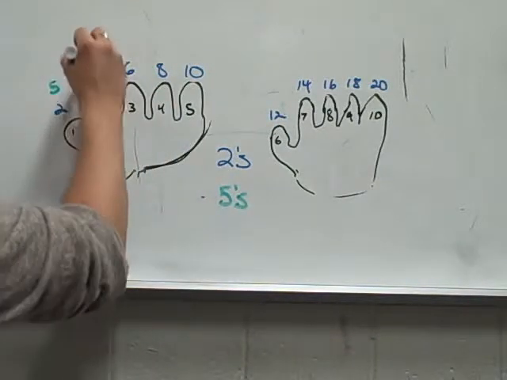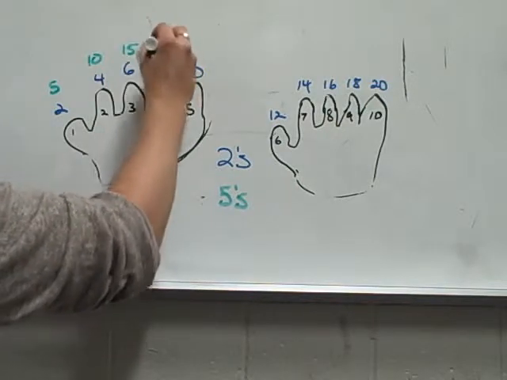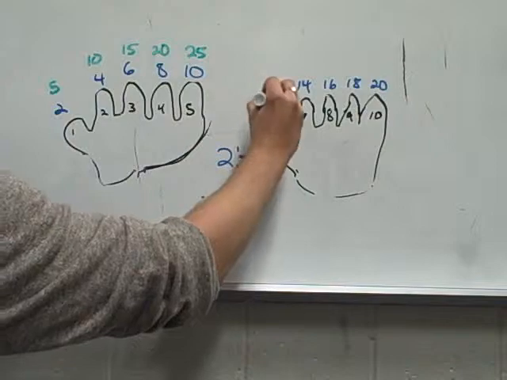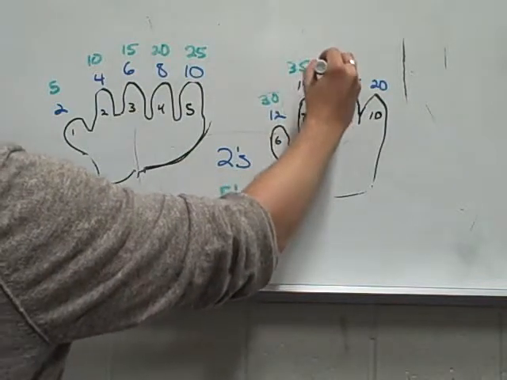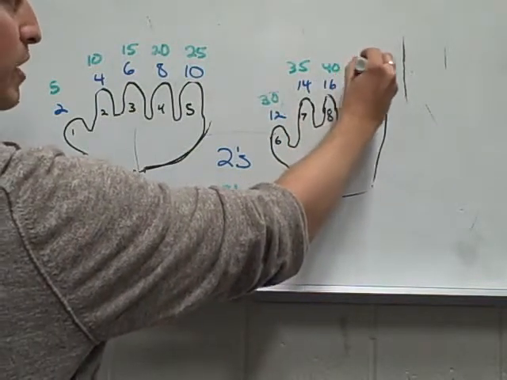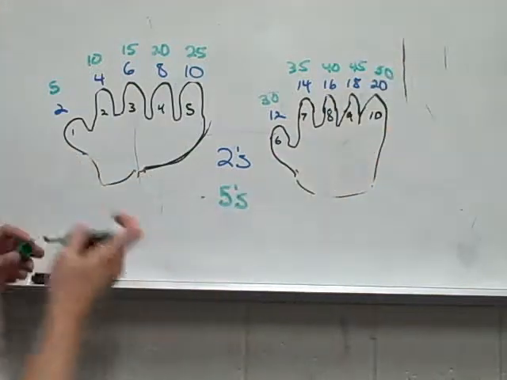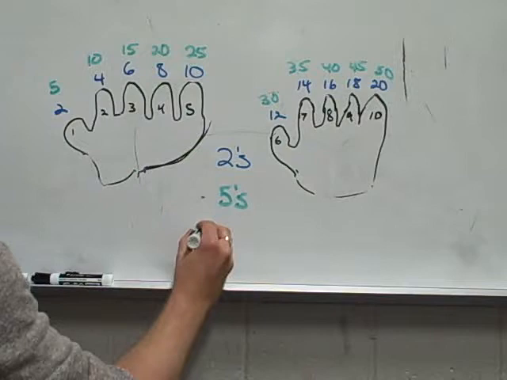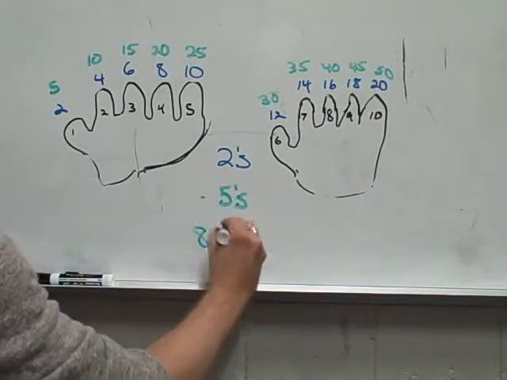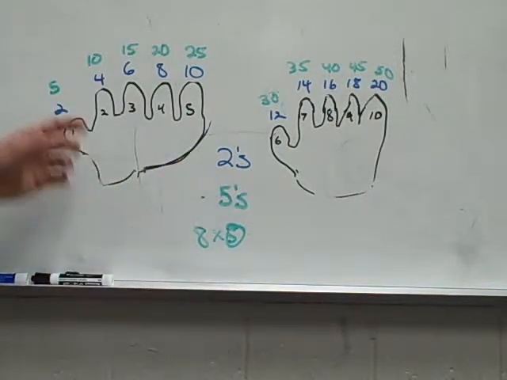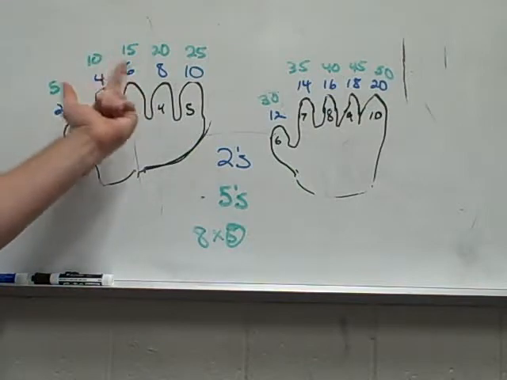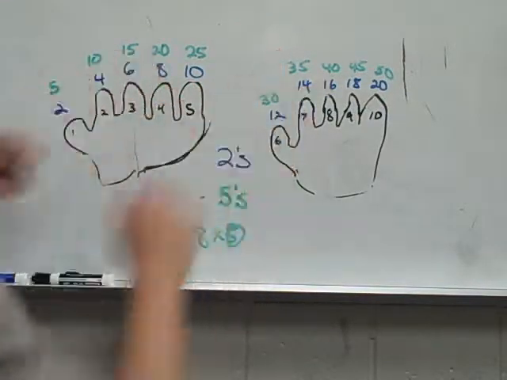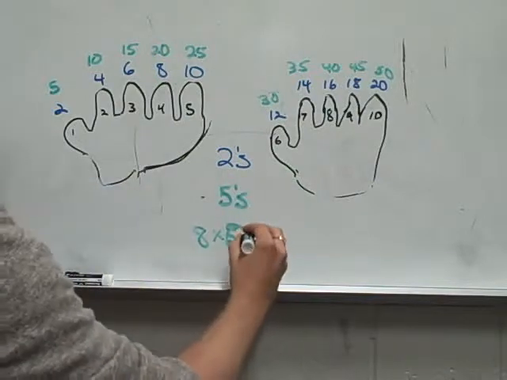5, 10, 15, 20, 25, 30, 35, 40, 45, 50. So then if I wanted to do the fact like 8 times 5, or 8 groups of 5, I just count 8 fingers, because each finger represents 5. 5, 10, 15, 20, 25, 30, 35, 40. 8 fingers times 5 equals 40.